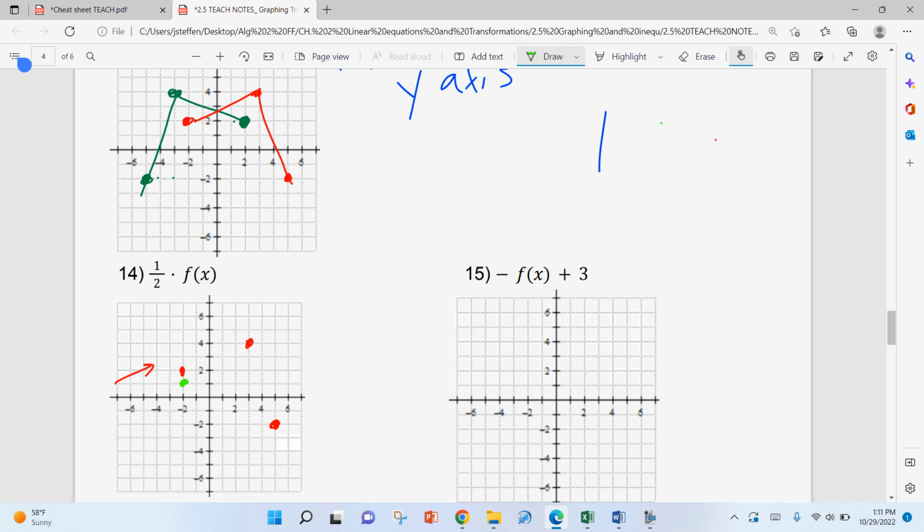Then the next one, the y value is 4. So instead of going 4 and multiply by 1/2, that's 2. And if you need a calculator, you can. And the next one is down 2. Well, if you multiply that by 1/2, you only go down 1. So this one is just squished a little bit.